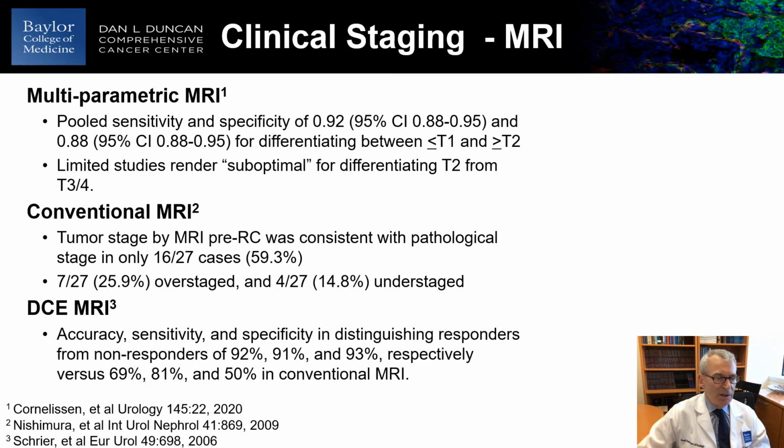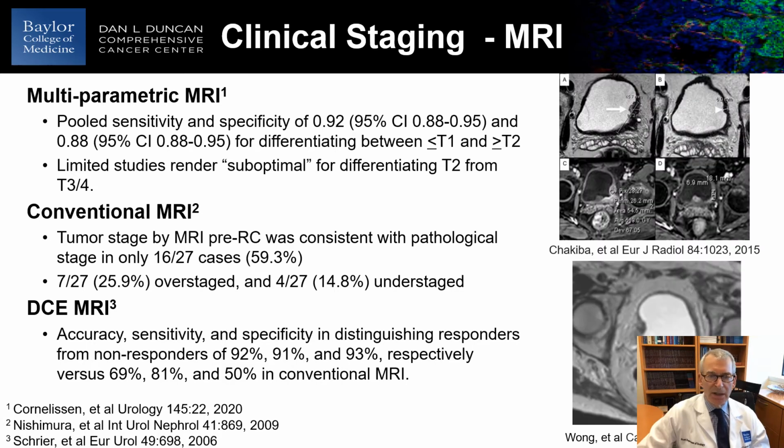And then Schreier, using dynamic contrast enhanced MRI prior to chemotherapy for patients with unresectable or regional metastatic disease, reported a high degree of accuracy, sensitivity, and specificity in distinguishing responders versus non-responders. And here's just some examples of what you get with MRI. Particularly if you look at the top right, the clear delineation of the detrusor, the perivesical fat, and the disruption of the perivesical fat that you see with a locally advanced cancer.